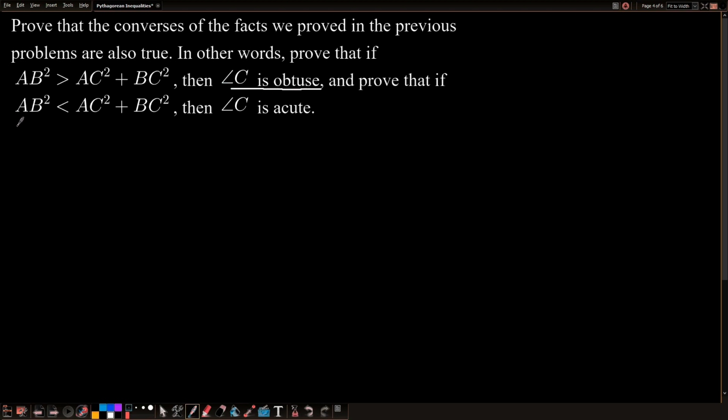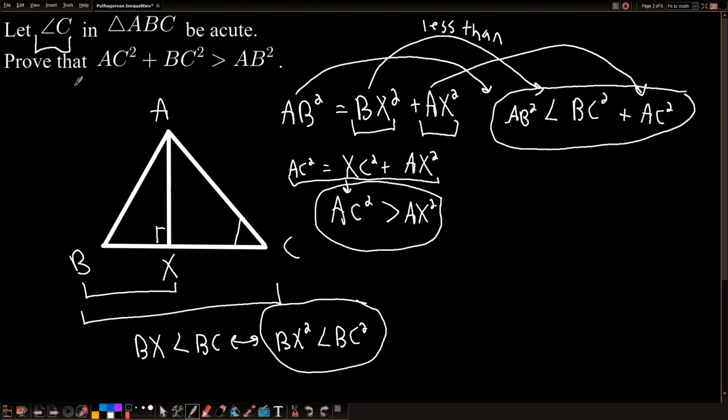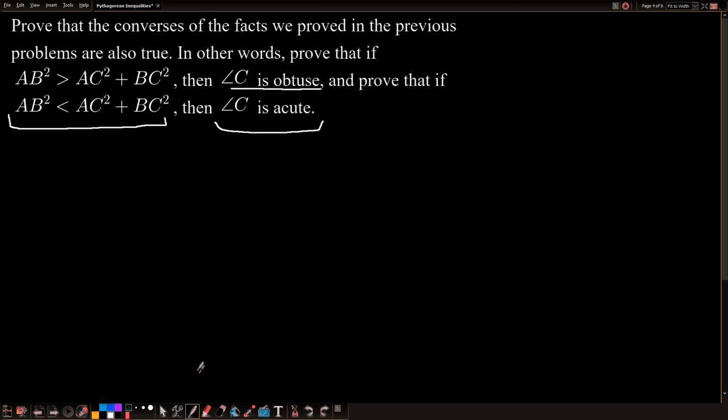And we also want to show that if AB squared is less than AC squared plus BC squared, then angle C is acute. What we showed in the previous problems was that if angle C is obtuse, then this is true. And if angle C is acute, then this is true. We want to prove kind of like the opposite direction of that. So we're going to use a technique that we used in the last lesson, which is to list out the cases that we could have.